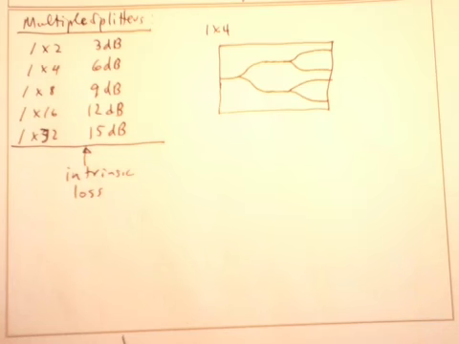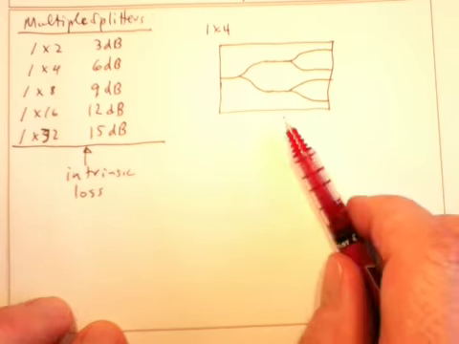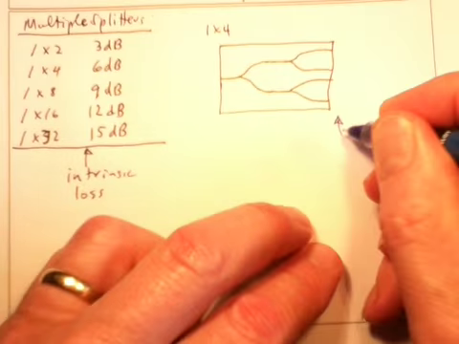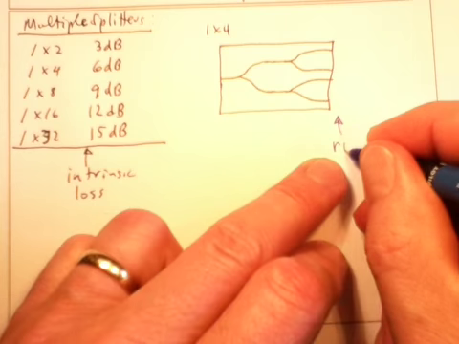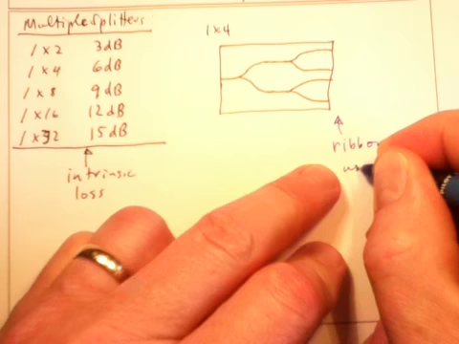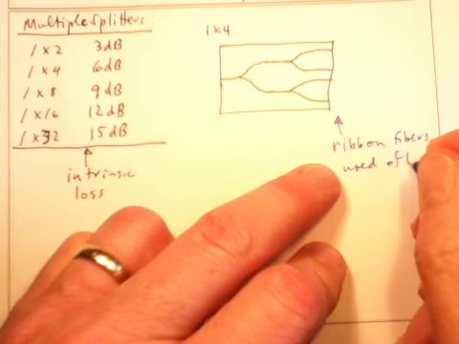And these things can be made and sold, and they're very useful. Oftentimes we will use ribbon connectors at the output.